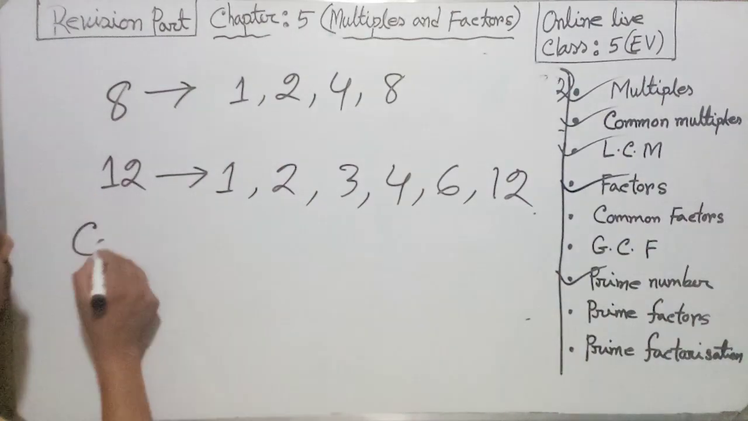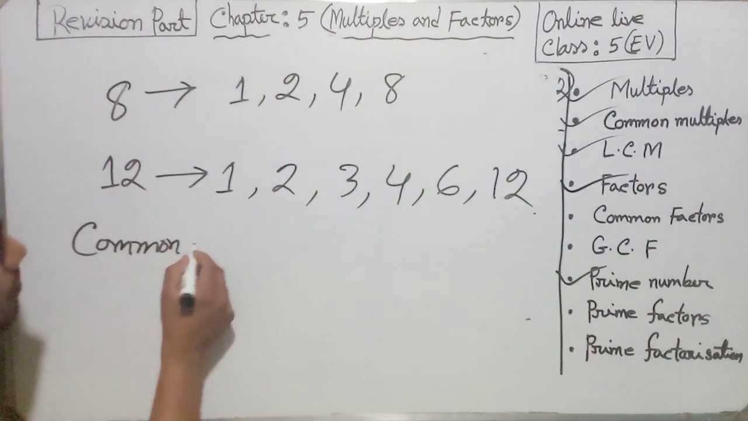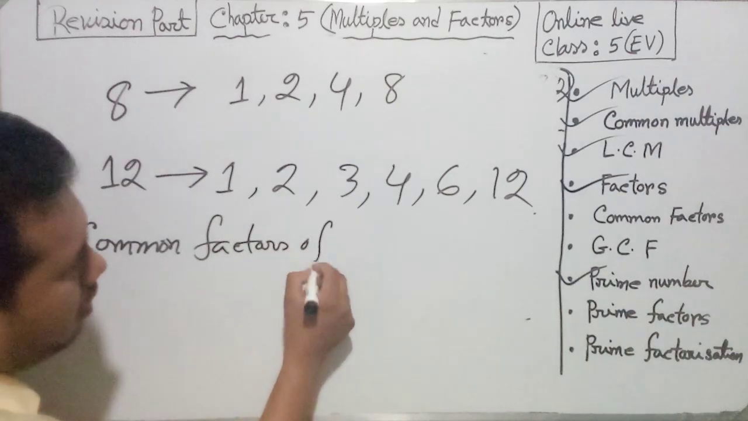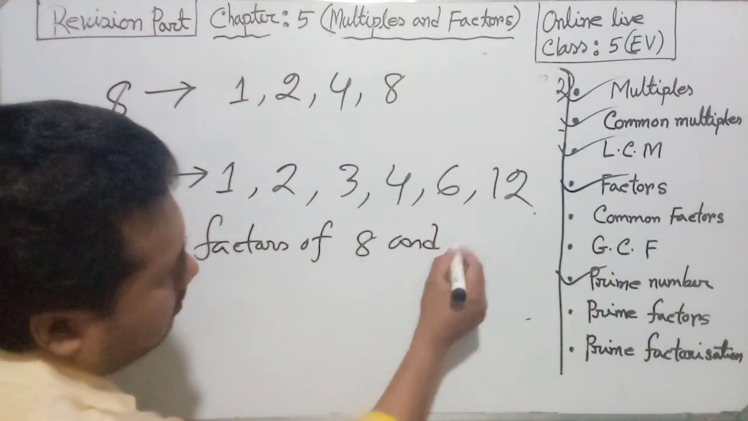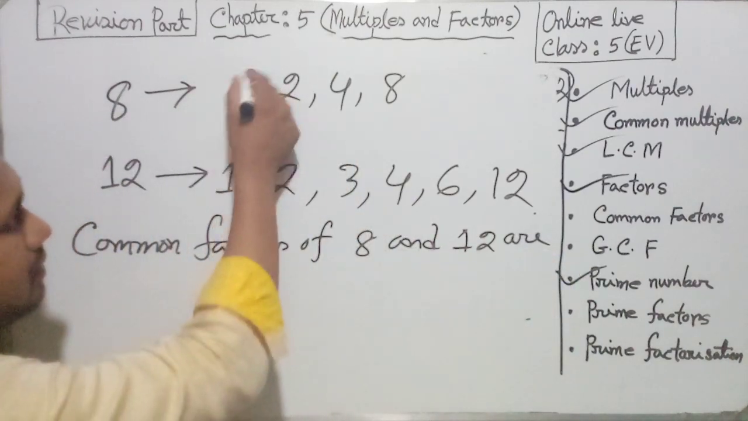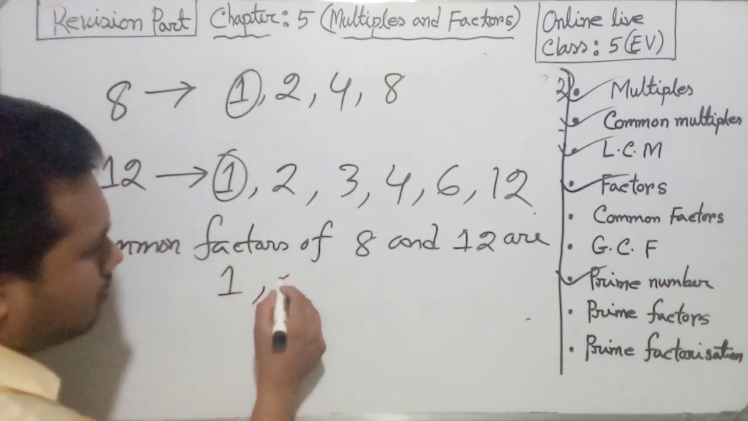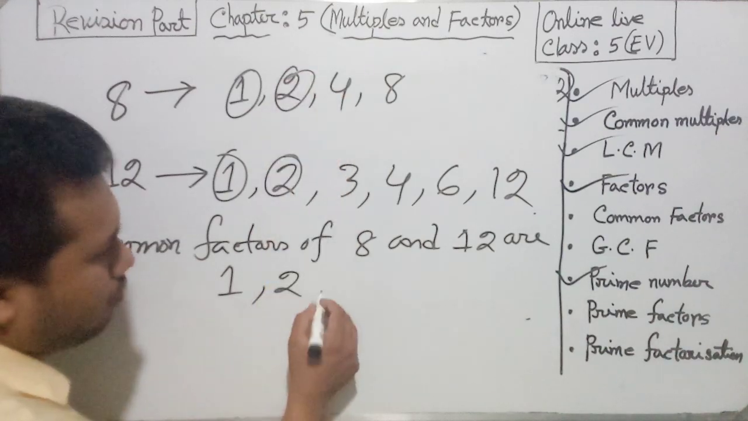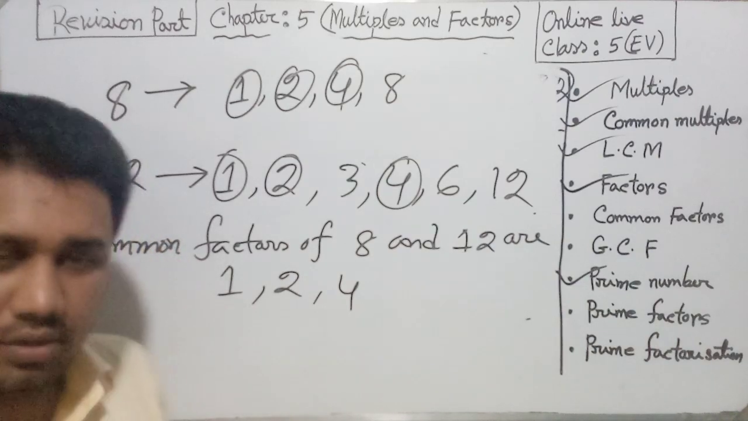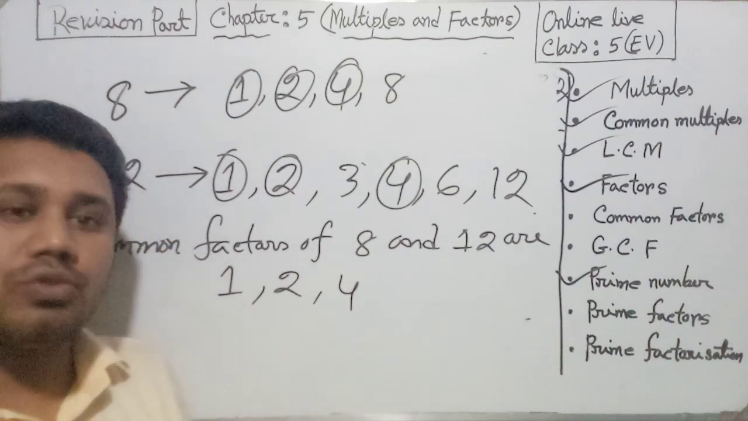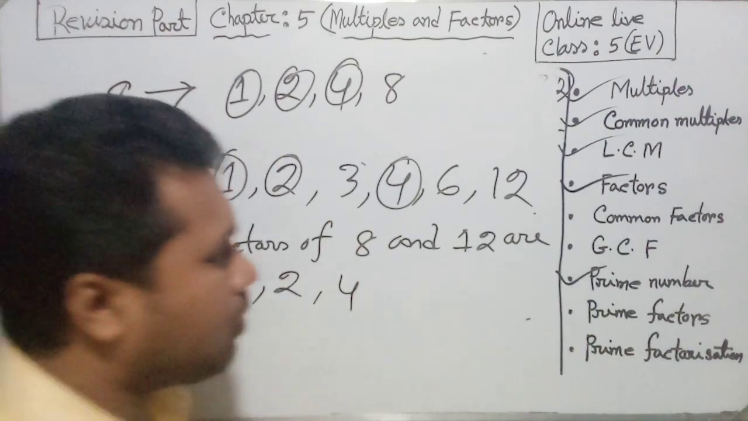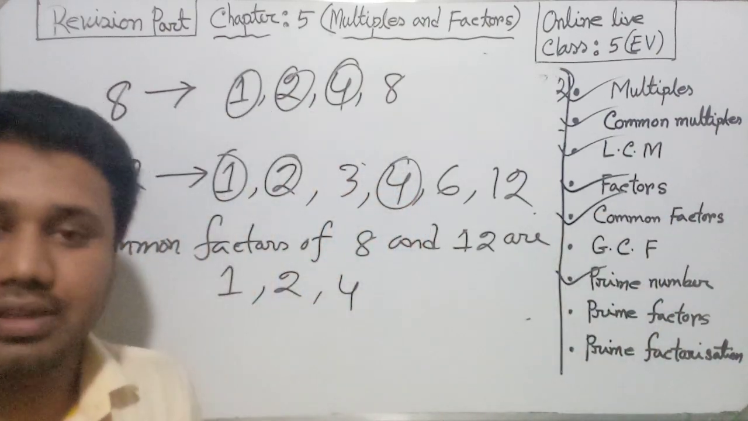Now what are the common factors of 8 and 12? Which ones, dear students? 1, 2, 4. So these three, 1, 2, 4, are the common factors of 8 and 12. So this is how we find the common factors.